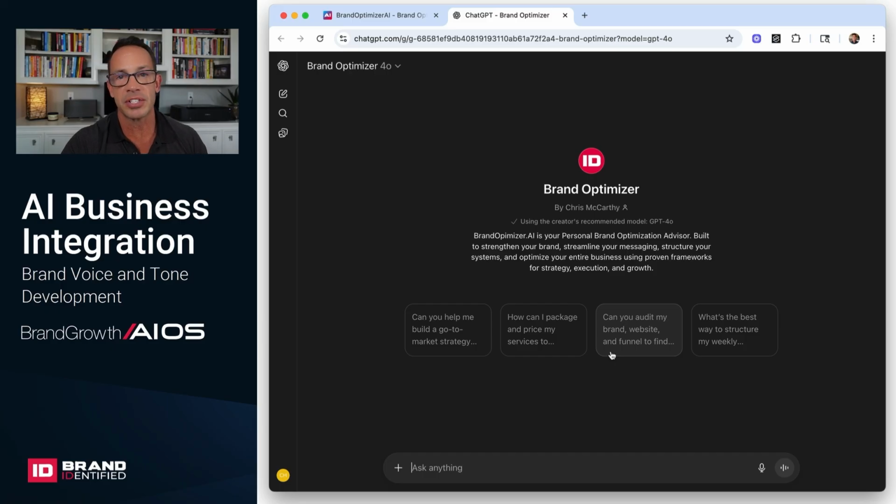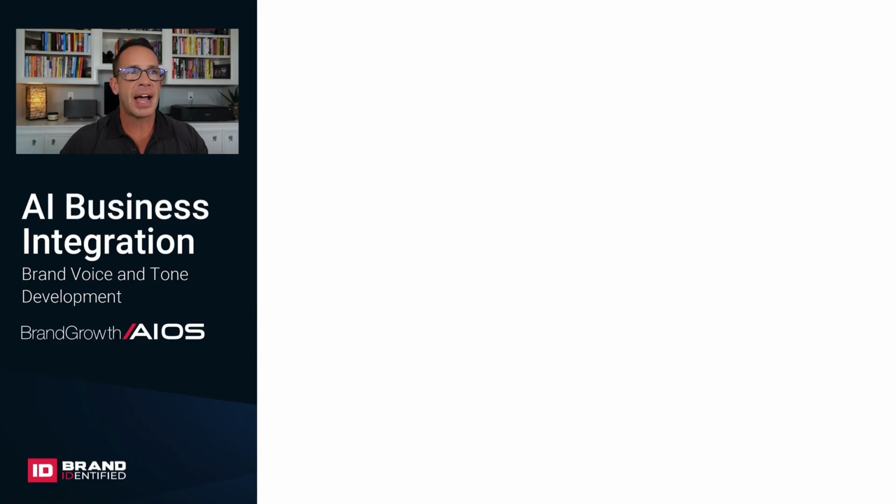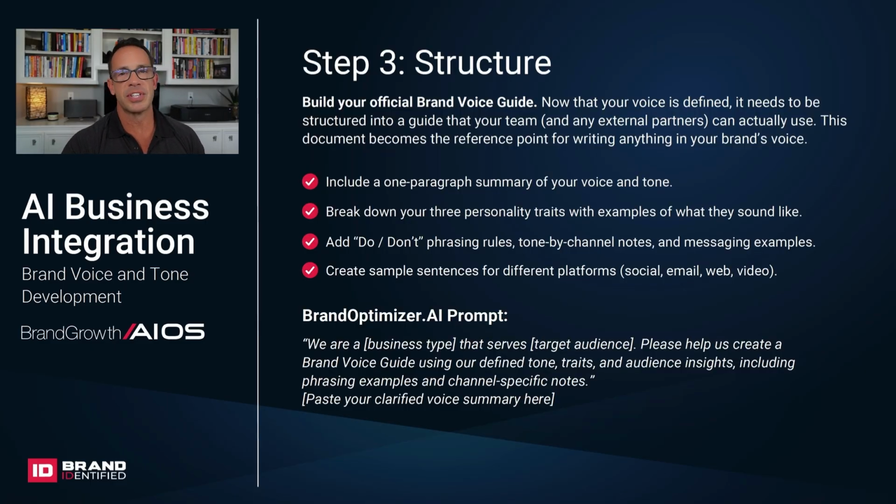This is the only custom GPT that has access to the Brand Identified knowledge base. So you're going to make sure that you use this one because it's going to give you the results that you need for your specific business as you prompt in that prompt that I gave you and then all the additional prompts that I'm going to give you throughout this framework. So just head over to BrandOptimizer.AI, enter in your prompt in there, and then use it just like you would typically use ChatGPT.